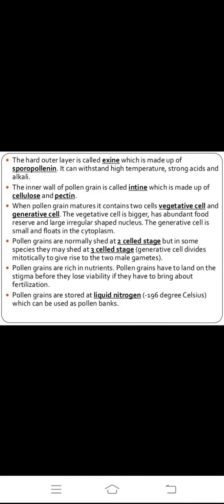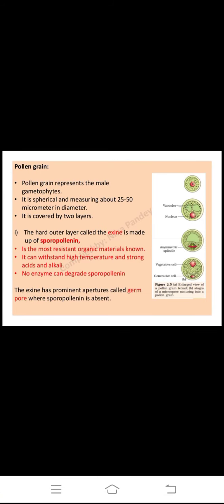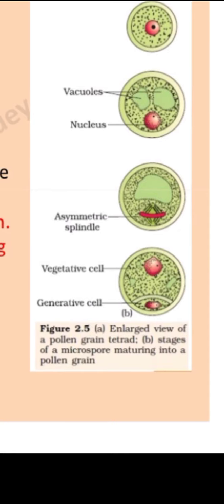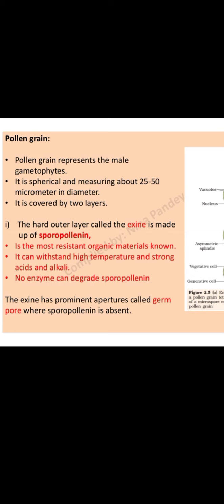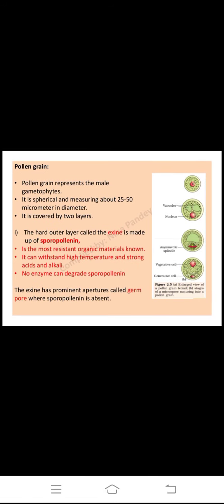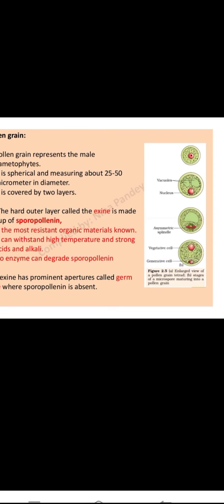Coming to the structure of the pollen grain. This is the actual structure of the pollen grain as mentioned in your textbook. The pollen grain represents the male gametophyte. It is also called the microspore. Remember this, they may ask this question: give the structure of the pollen grain or the microspore. Then you have to write this final structure and explain it.